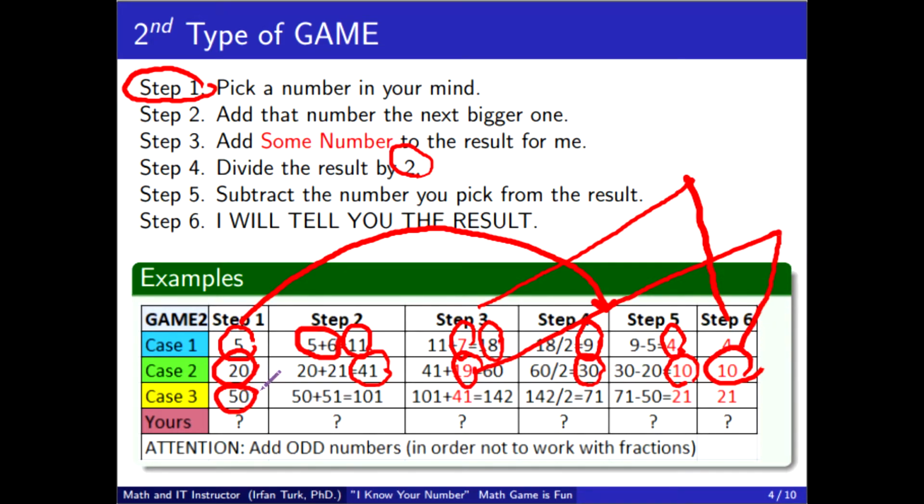If a person picked 50, 50 plus 51 is going to be 101. And let's say at this time you say, okay, add 41 for me. And then once you add 41, we're going to have 142. And if you divide 142 by 2, we're going to have 71. And if you subtract the number that the person picked, which is 50, then we're going to have 21 as a result. And you can say to the person, okay, I know your number, which is 21. So as you can see, in this case also, there is a connection between the number that you add, 41, and the result, 21. And again, I will tell you what that is after a few slides.